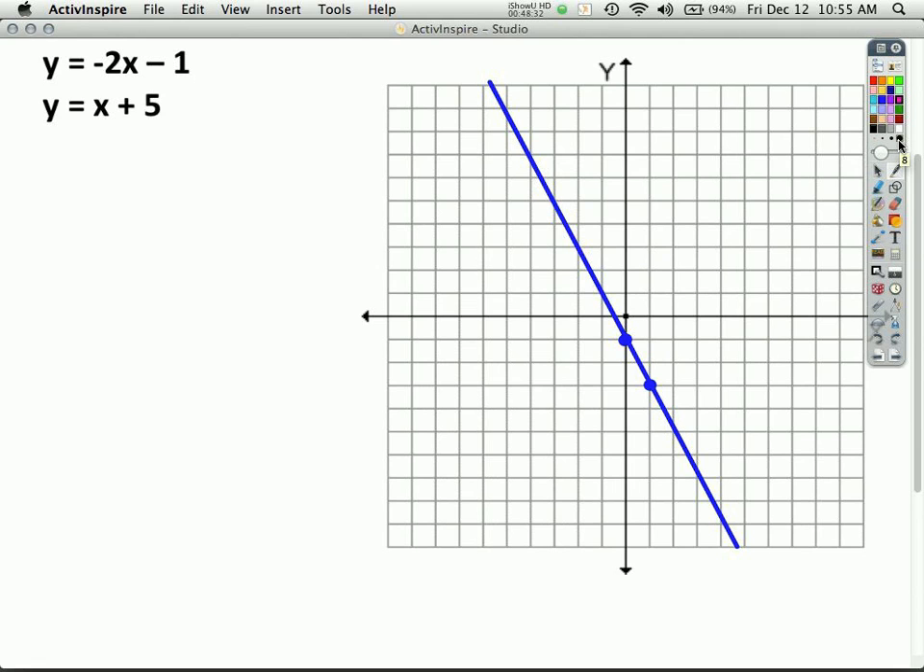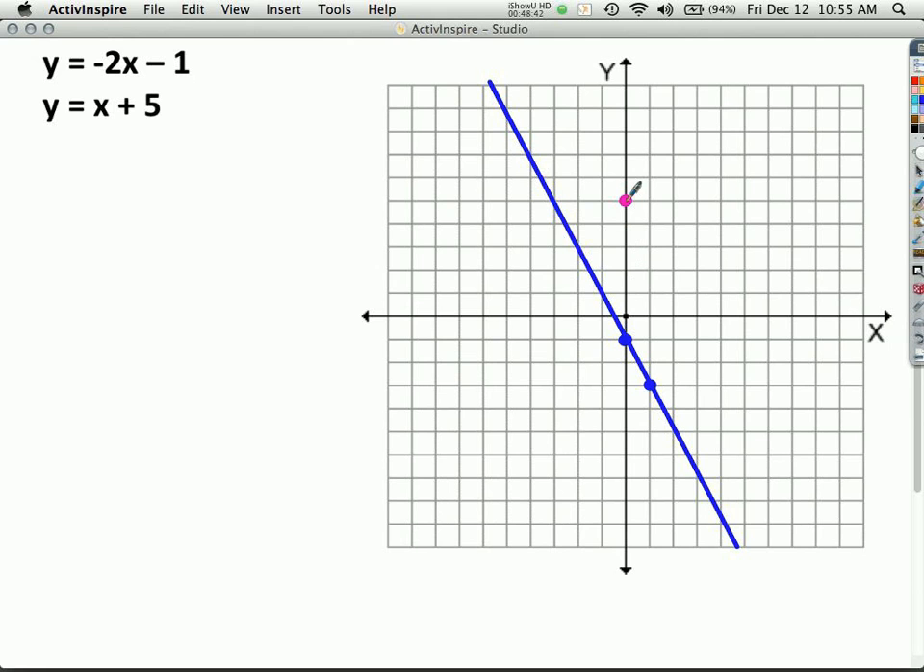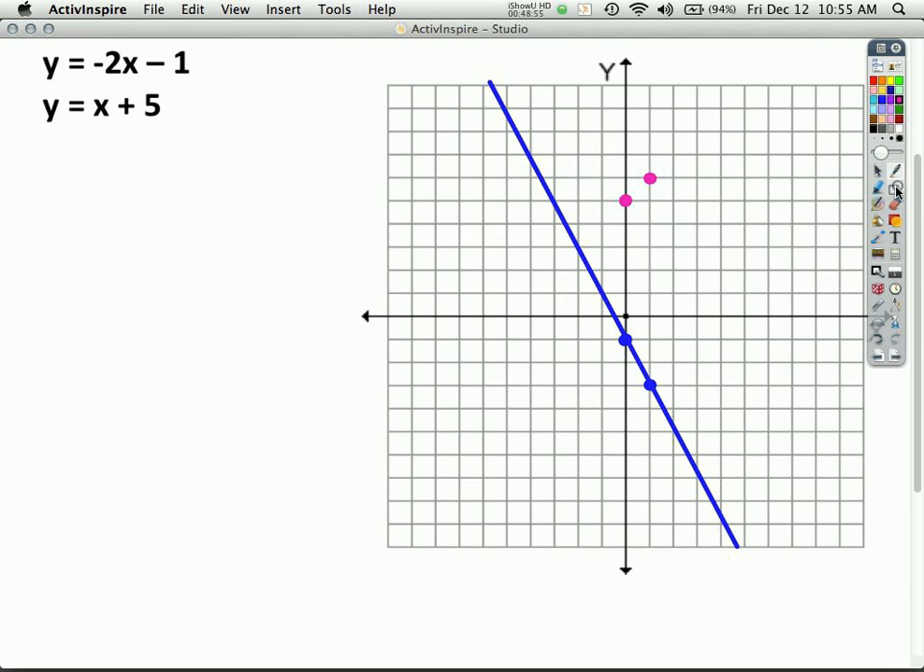And now in the second equation, what's my starting point? Andrew? 5. My starting point is 5. So I go 1, 2, 3, 4, 5. Put the point. What's my GPS in the second one? What's my GPS, Selena? You said that beautifully. Up 1 over 1. Put a dot. Up 1 over 1 if you want to put another dot. Draw a line through it.